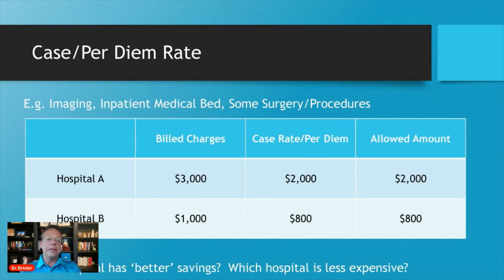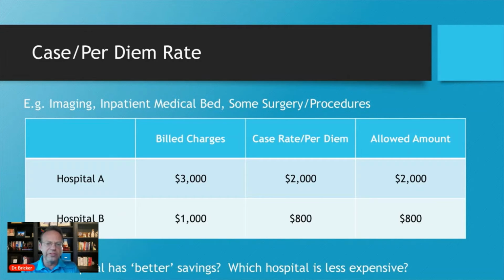So if you provide a per diem, let's say it's an inpatient pneumonia, hospital A might bill $3,000 a day for that hospitalization, but they have negotiated a per diem rate of $2,000 a day. Let's say the person turns around real quickly from their pneumonia, they only have a 1-day hospital stay, then the allowed amount will be $2,000.